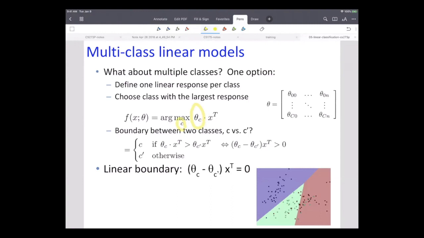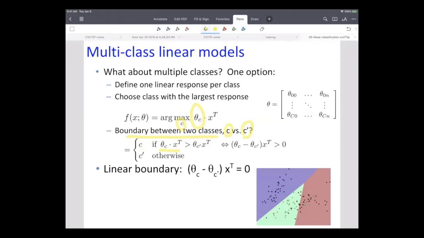Well, in the end, how do we make a decision? More or less, we can think about the boundary between two classes, whether it's a class c or c prime. Once you have this type of parameters, you can calculate the scores, the inner product between the parameter and the input vector x. If this class c score is greater than the c prime score, you say that's class c, otherwise you say it's class c prime. So that's how we make decisions here.